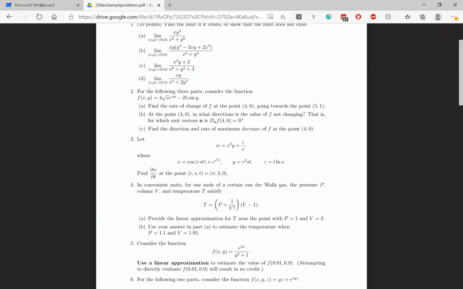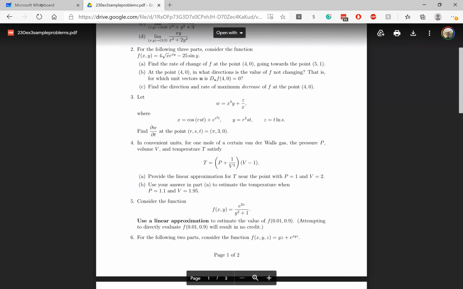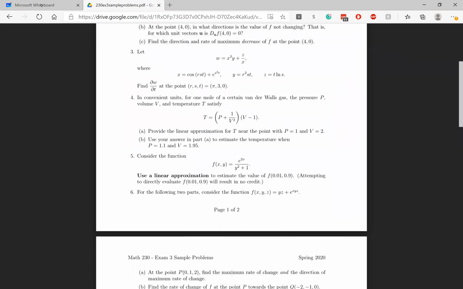Okay, let's go on to the next problem. Consider the function, and use the linear approximation to estimate the value of that. So let's first build a linear approximation around the point (0, 1).